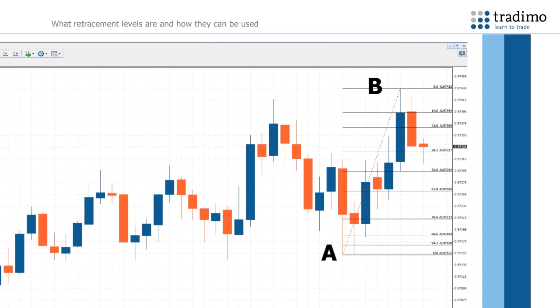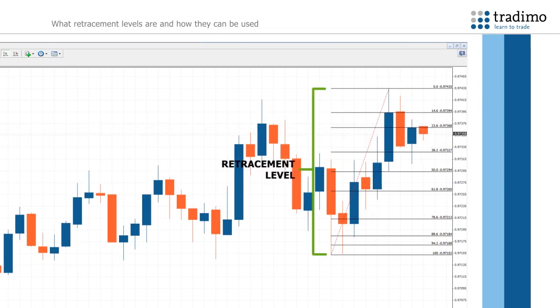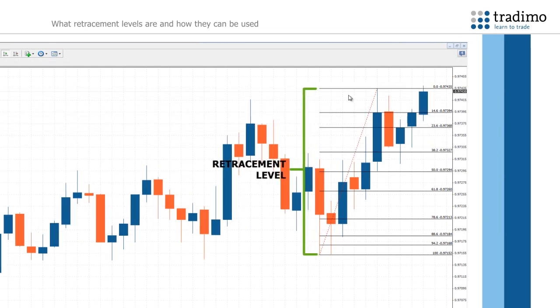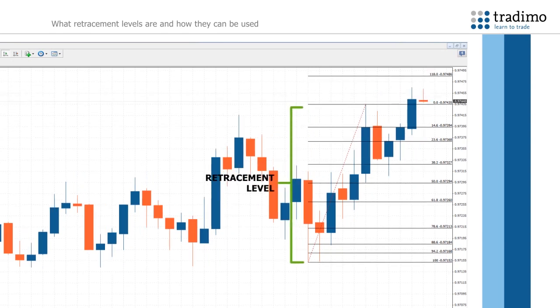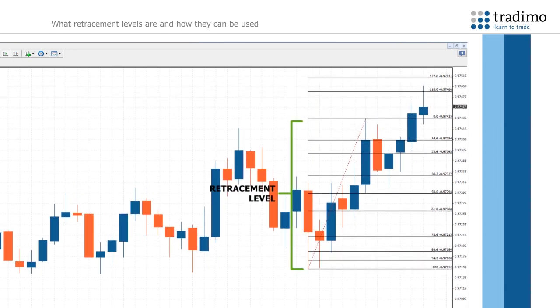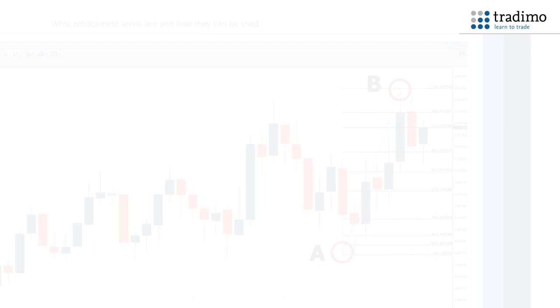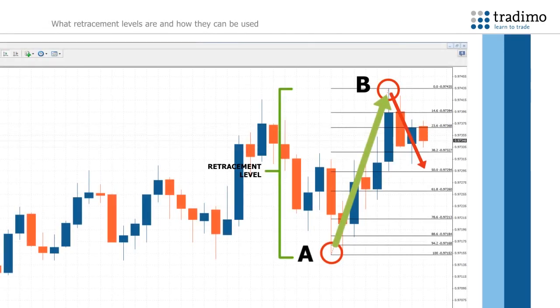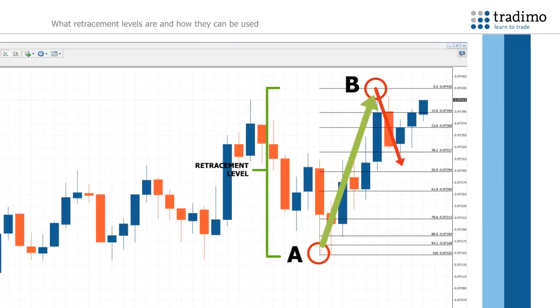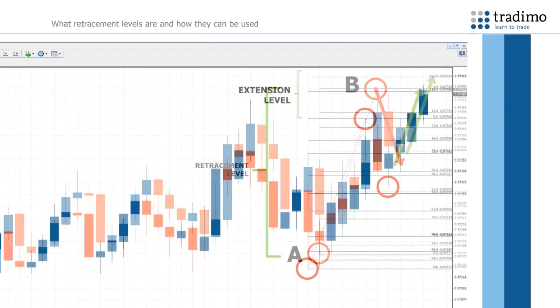The line at point B is the 0% line. The line at point A is the 100% level. Every line between 0% and the 100% is called a retracement level. Every line on the other side of the 0% level is called an extension level. Price will first retrace back to a retracement level before commencing to an extension level if the market is trending.